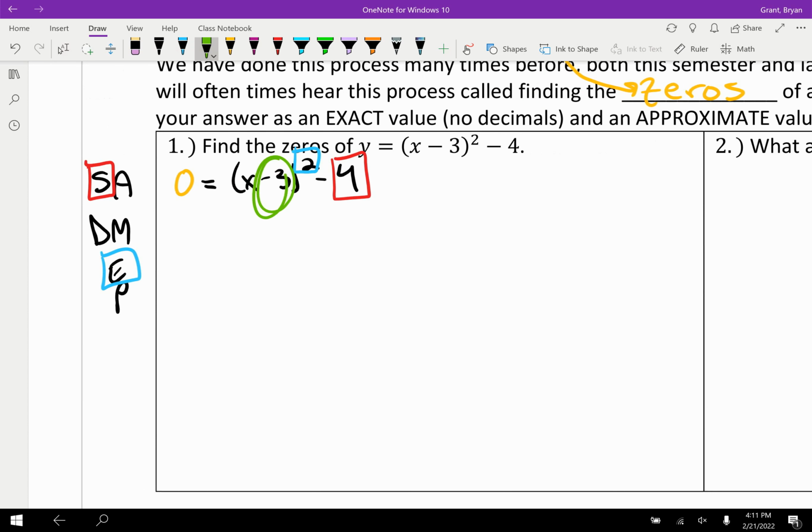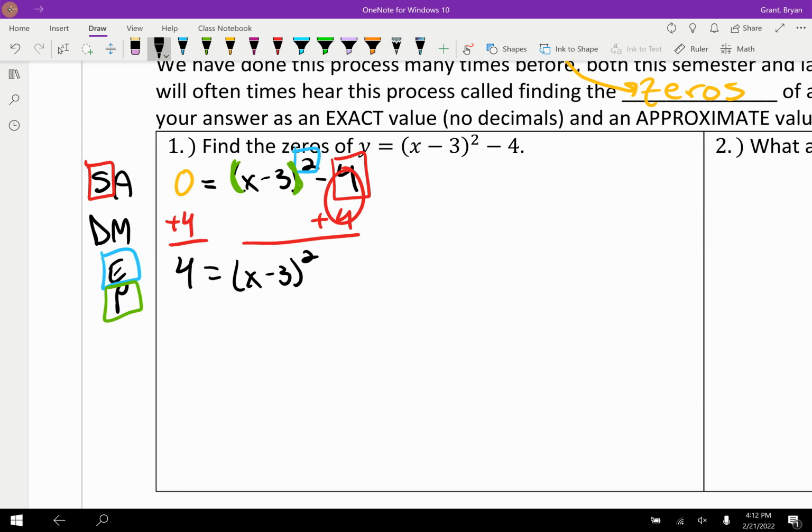There's the 3, which looks like it's subtracting to x. It is, but we can't get to it yet. It's locked in the parentheses. And the parentheses are way at the bottom here. So before we even get to the -3, we need to undo everything else. So let's go ahead and undo subtracting 4 by adding 4. Like so. That gives us 4 equals x minus 3 squared. That took care of the subtraction. There's no addition, multiplication, or division.